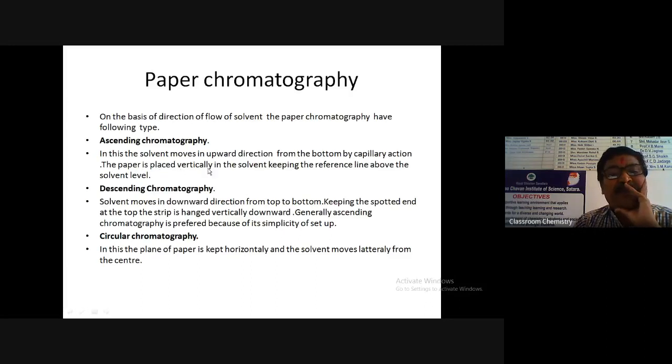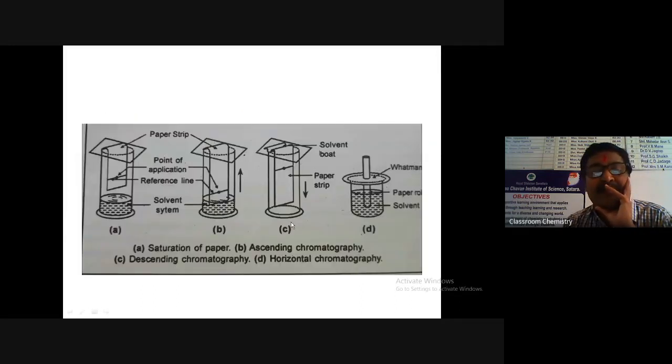The paper is placed vertically in a solvent, keeping the reference line above the solvent level. हे बघा, इथं हे सॉल्व्हंट आहे, ही रेफरन्स लाईन आहे आणि याच्यामध्ये तुम्ही हा पेपर डीप केलेला आहे. ज्यावेळेस तुम्ही पेपर डीप करता त्यावेळेस हे जे सॉल्व्हंट आहे हे असेंडिंग अपवर्ड डायरेक्शन मध्ये मूव्ह होतं, म्हणून ह्या क्रोमॅटोग्राफीला असेंडिंग क्रोमॅटोग्राफी म्हटलं जातं.